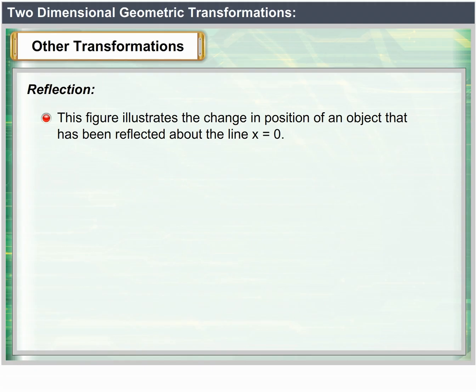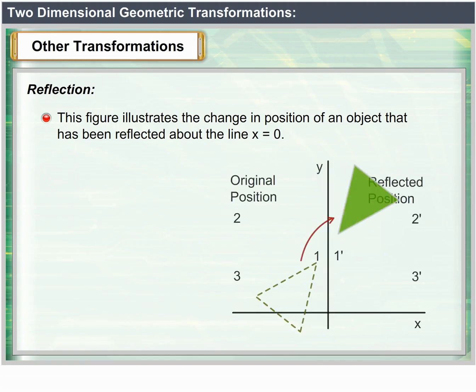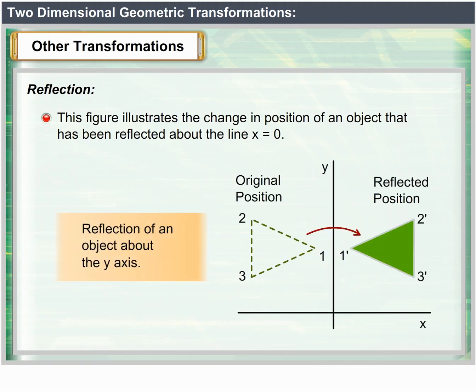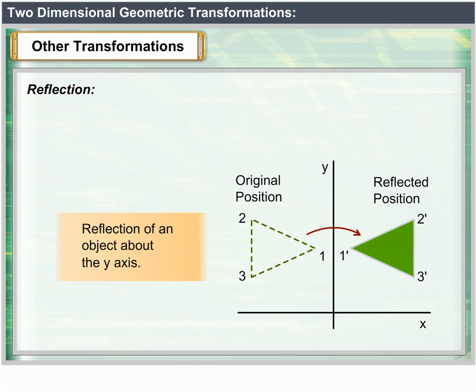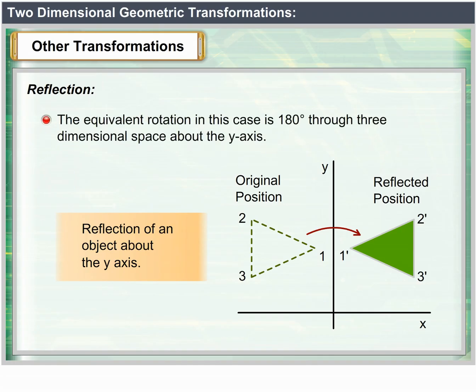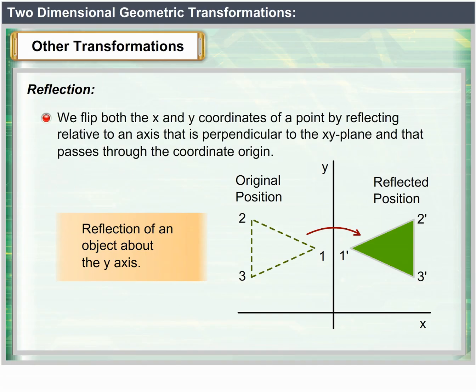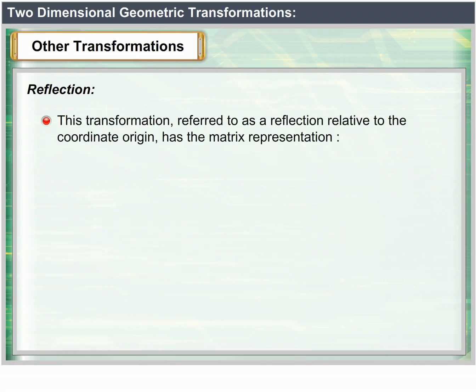This figure illustrates the change in position of an object that has been reflected about the line x equals 0. This figure shows a reflection of an object about the y-axis. The equivalent rotation in this case is 180 degrees through three-dimensional space about the y-axis. We flip both the x and y coordinates of a point by reflecting relative to an axis that is perpendicular to the xy plane and that passes through the coordinate origin. This transformation, referred to as a reflection relative to the coordinate origin, has the matrix representation shown on the screen.